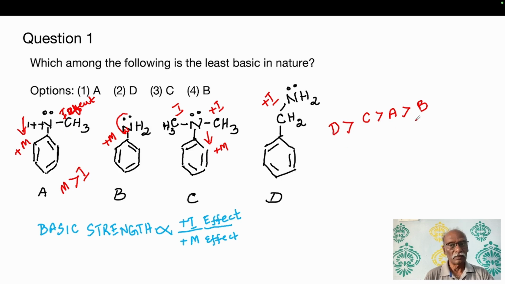So this is the order. The question is, which is the least basic? Least basic is asked. So beyond doubt, B is the least basic. To sum up, among the four, compound B has only the plus M effect, which reduces the basic strength. Compound D has only the plus I effect, which increases the basic strength. So D is the most basic, B is the least basic. Shall we move on to the next one?